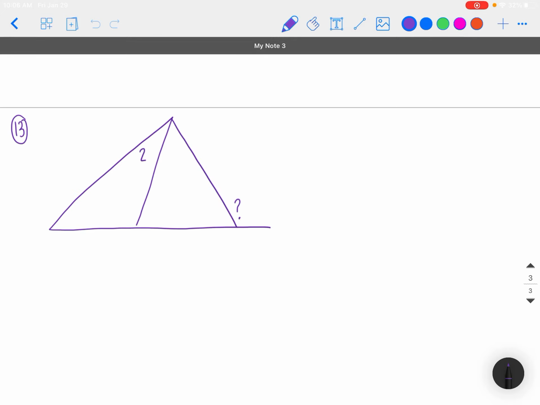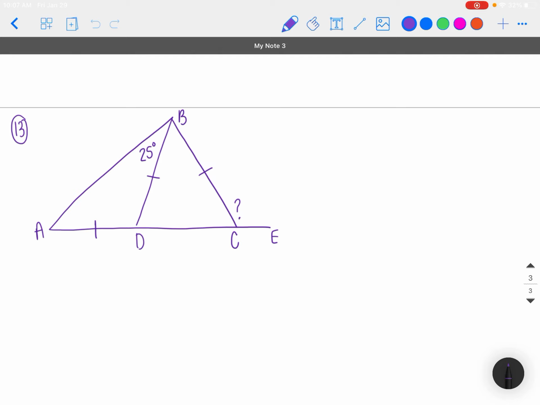Okay, so this is 25. A, B, C, D, E. All right, it tells me AD, BD, and BC are all the same length. Doesn't look that way in my picture. And the angle measure up here is 25 degrees. And we want to know this one where I've got my question mark.